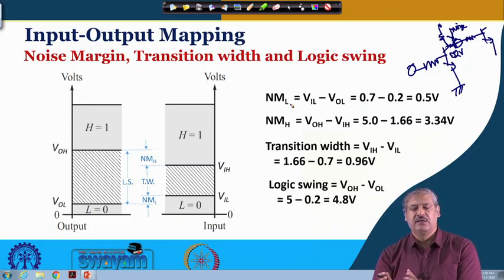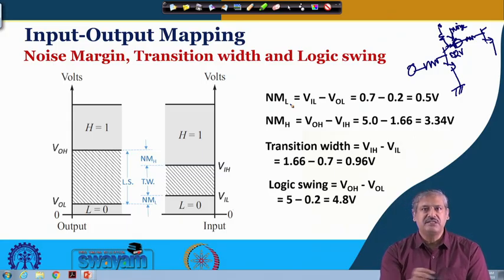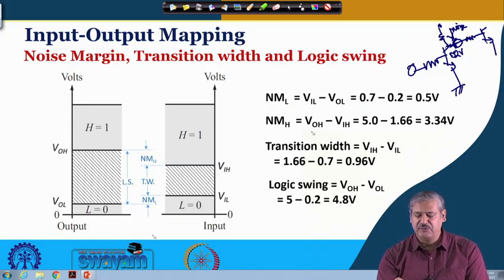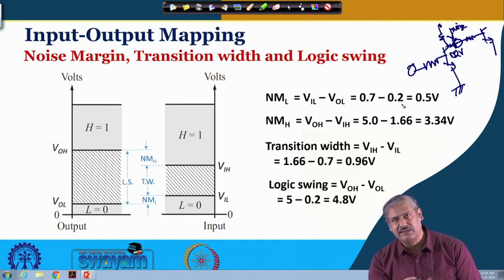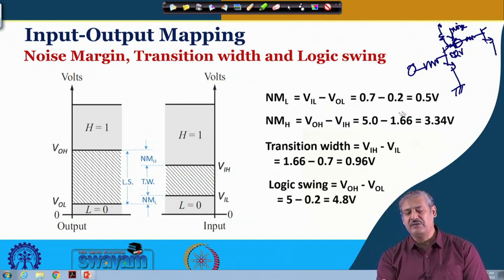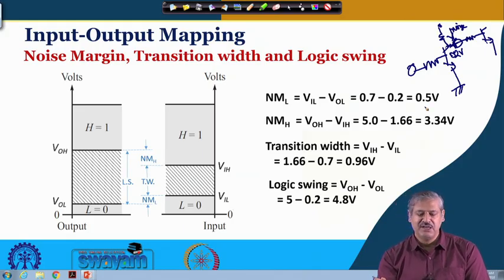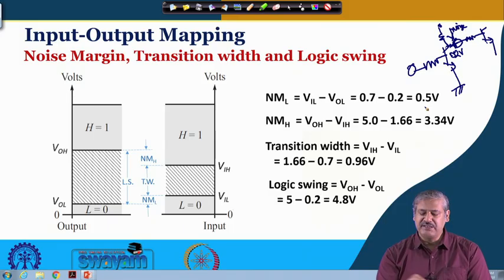Generally speaking, for any such situation where VIL and VOL are defined this way, the difference is the noise margin. In this specific example that we have taken, from which you are trying to understand these terms, it is 0.7 minus 0.2 volt, which is 0.5 volt. Okay. So, similar thing, noise margin high.